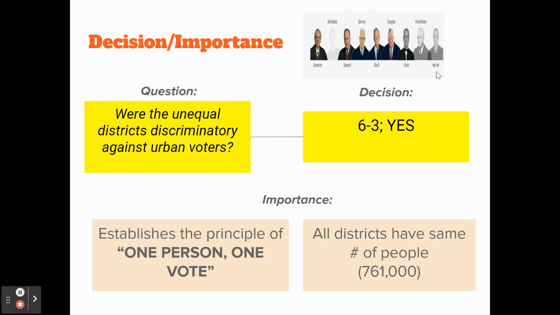So Baker v. Carr is important because it establishes the principle of one person, one vote, which basically means that all of the districts for the House of Reps have to include roughly the same number of people within them.